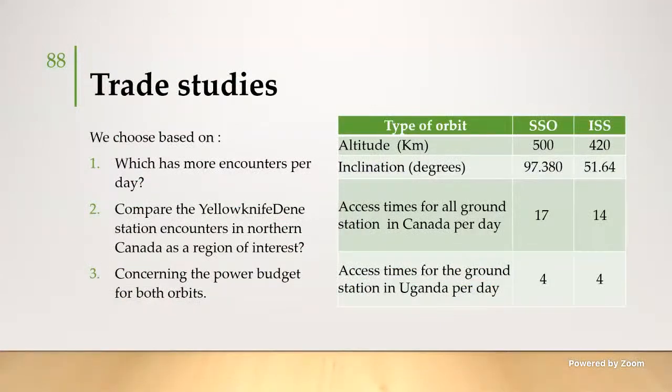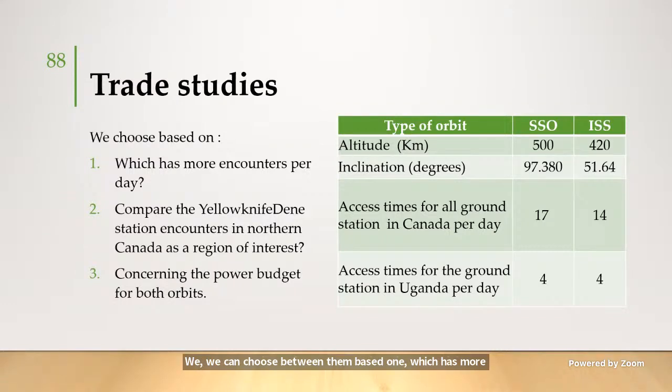We can choose between them based on which has more encounters per day. As we mentioned before, access times for all ground stations in Canada per day for a satellite in sun-synchronous orbit is 17 times per day, and in International Space Station orbit 14 times per day. So sun-synchronous orbit is better than International Space Station orbit at this point.